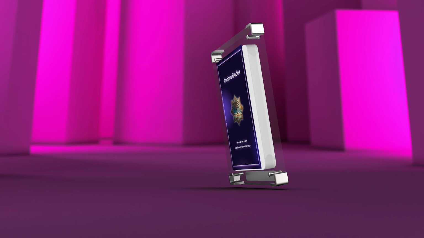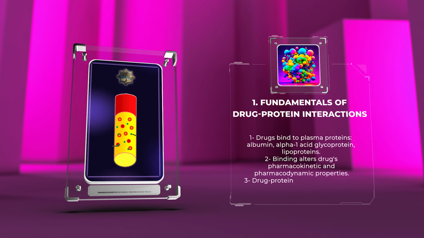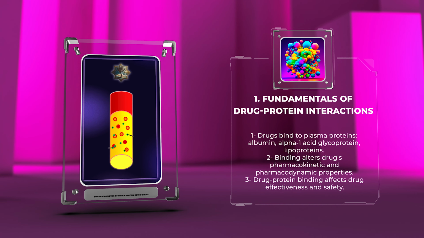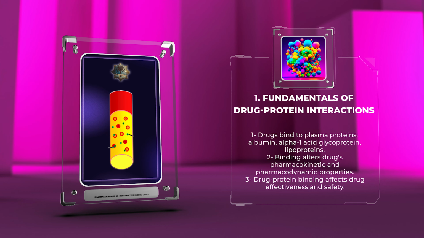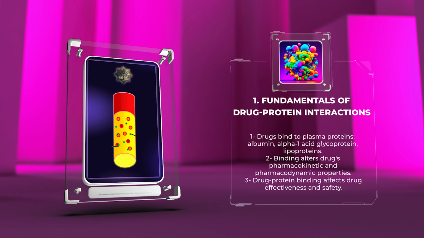The interaction between drugs and proteins is vital to understand their behavior within the body. Drugs can bind to various plasma proteins, such as albumin, alpha-1 acid glycoprotein, and lipoproteins. This binding can alter the pharmacokinetic and pharmacodynamic properties of the drug, influencing its effectiveness and safety.